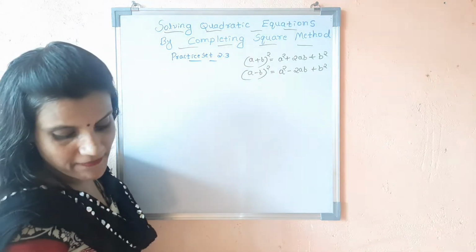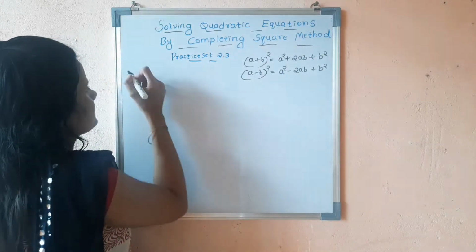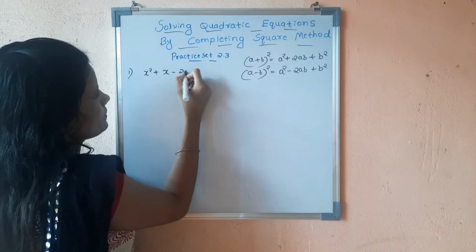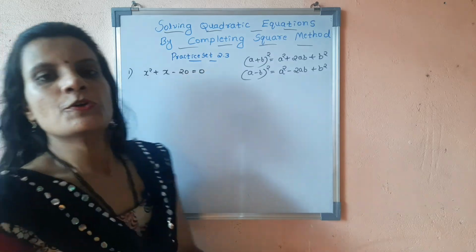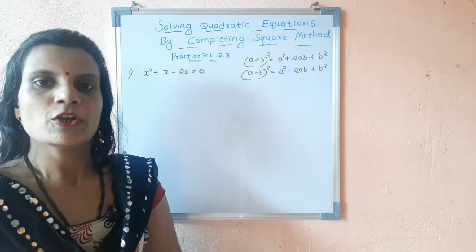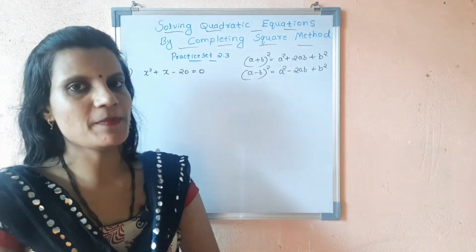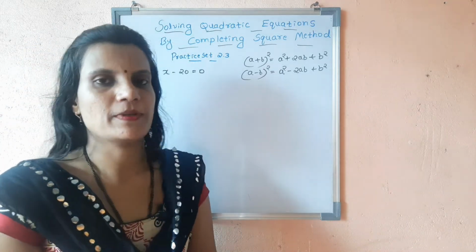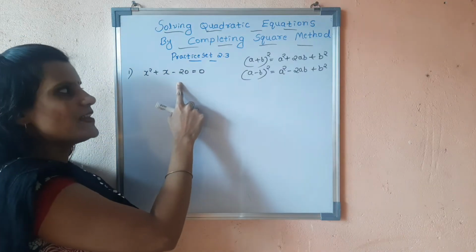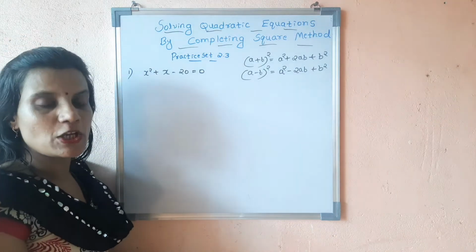The first sum given in your textbook is x square plus x minus 20 is equal to 0. To solve by the completing square method, you should follow two steps. The first thing is you have to see whether the given equation is a quadratic equation.